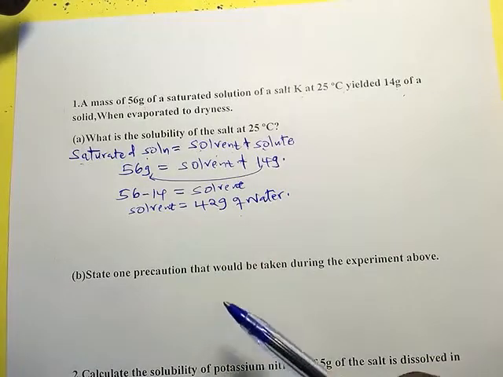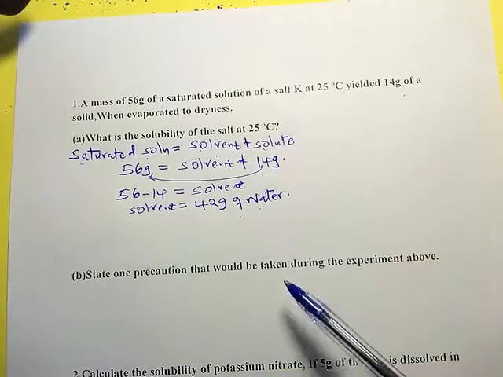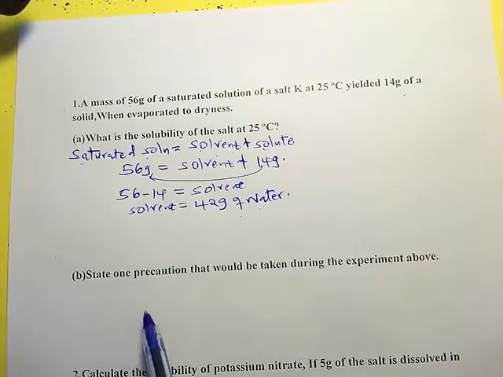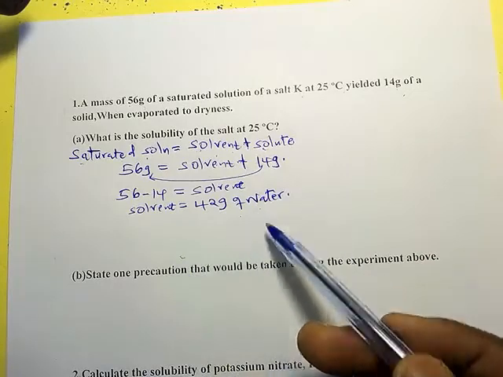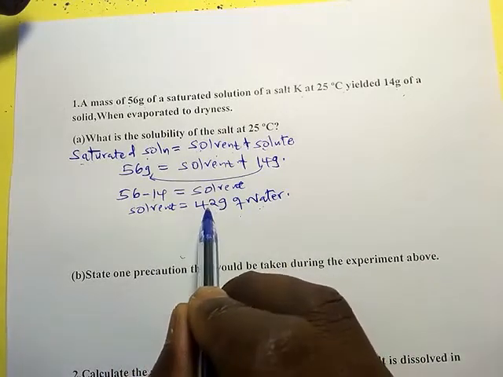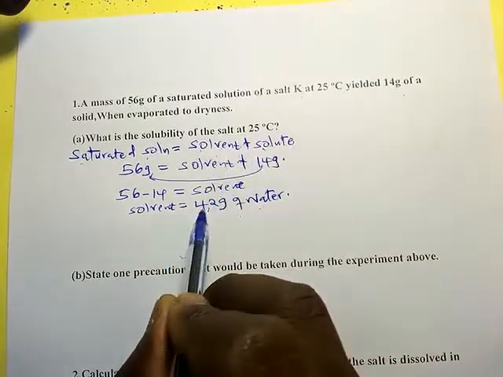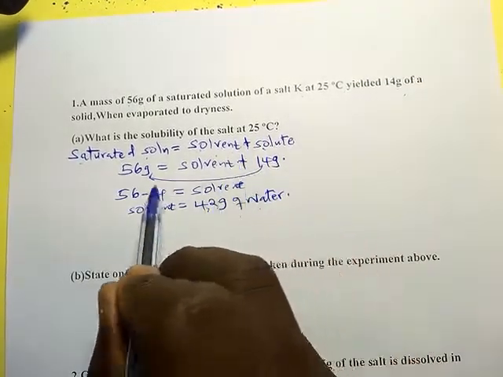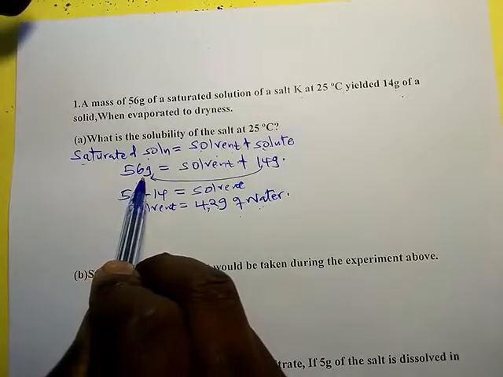I am using water because water is the common solvent we use in the laboratory. We have other solvents, but this is commonly used. Now we have that 14 grams of the solute was dissolved in 42 grams of water to form a saturated solution, which is 56 grams.